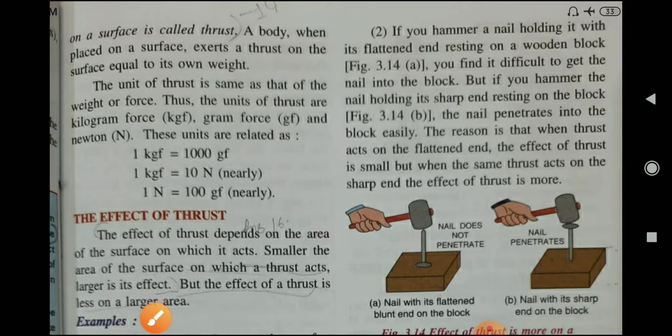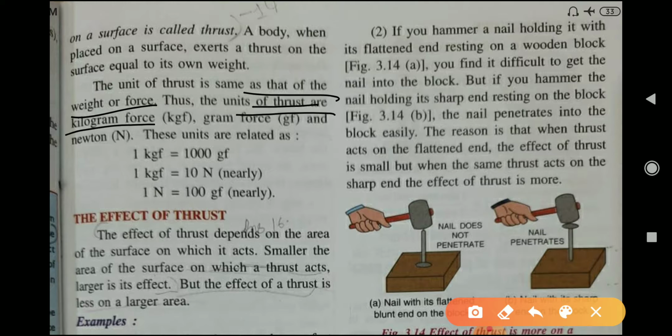Okay. The unit of thrust is the same as that of weight or force. Thus, the units of thrust are kilogram force, gram force, and Newton. And this is the relationship between these three units. That is, 1 kgf is equal to 1000 gram force, 1 kilogram force is equal to 10 Newton, and 1 Newton is equal to 100 gram force.